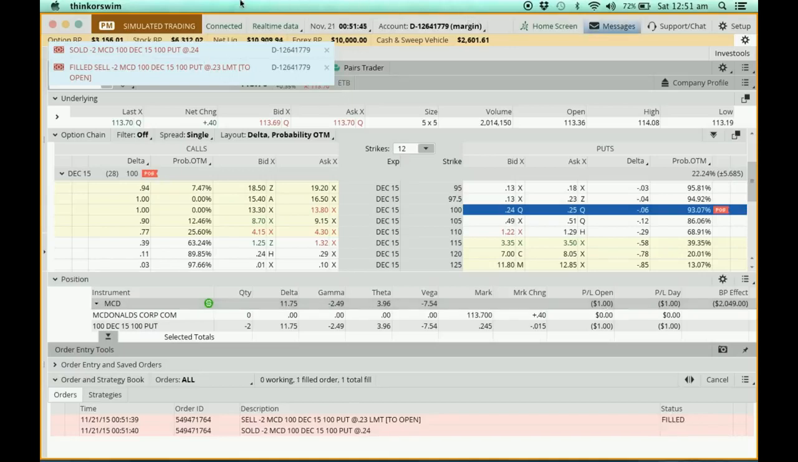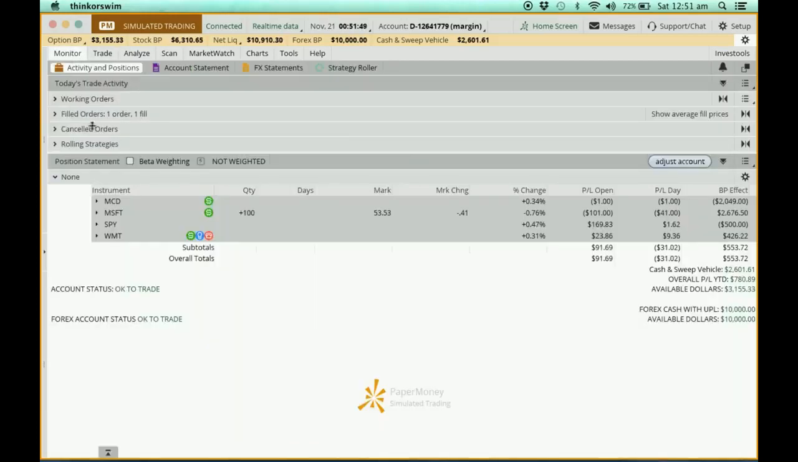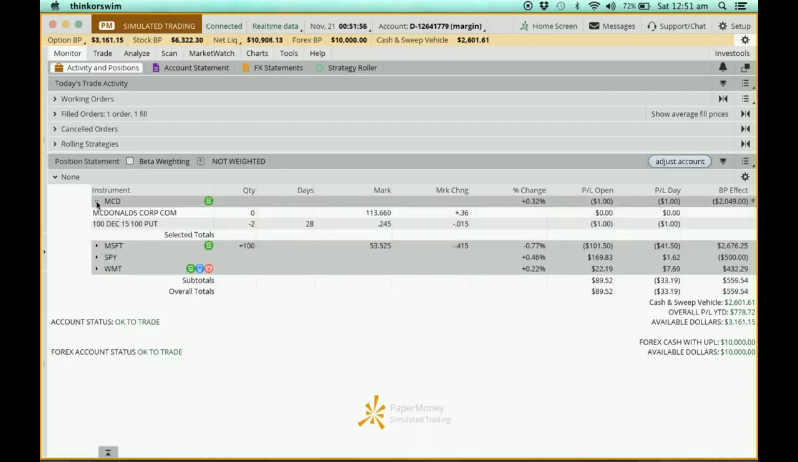Now let's get back to my monitor tab. Now you see at my monitor tab, I have MCD pop out. So click down the drop down. Over here, this is the MCD, the McDonald's stocks. I do not have the stocks in hand now, but I have two of this December put of strike price 100. So that's it. I have already sold the put options for McDonald's.